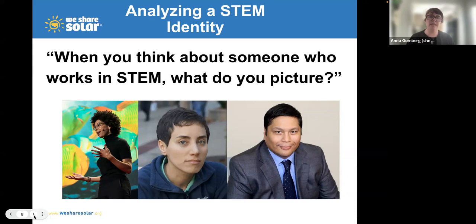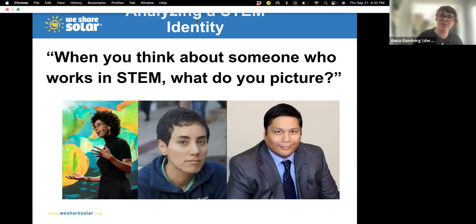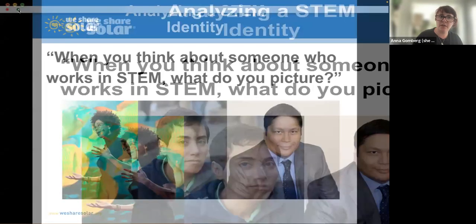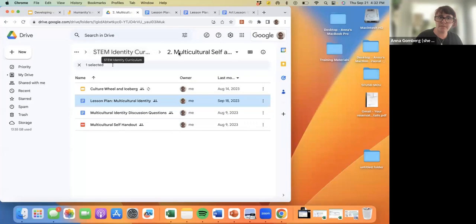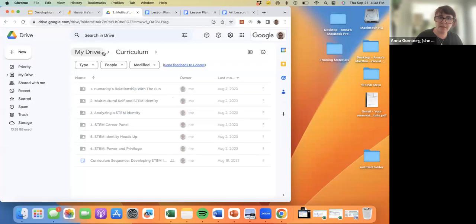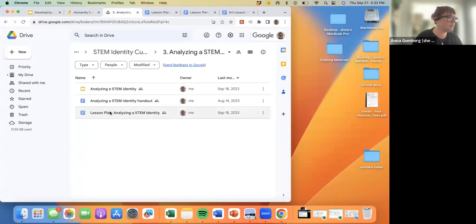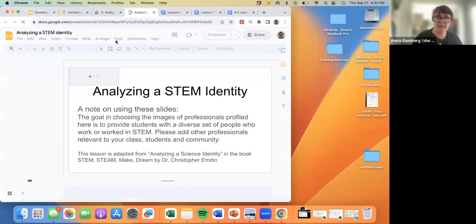And this lesson was from that book, so I adapted it and I made my own stuff. But if you do use this, you should definitely adapt it for your community, so that you've got people that are relevant to where you are and who your kids are. So this is the third one: analyzing a STEM identity. All right, so there's a lesson plan. There's a handout for kids to fill out, but this is the meat of it.